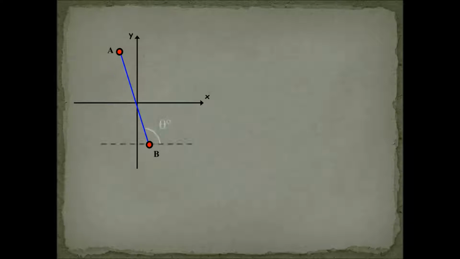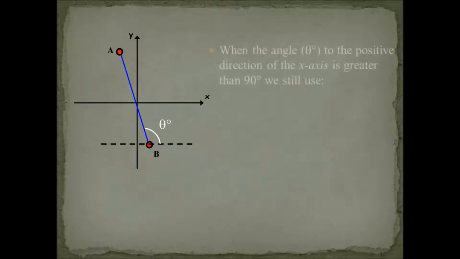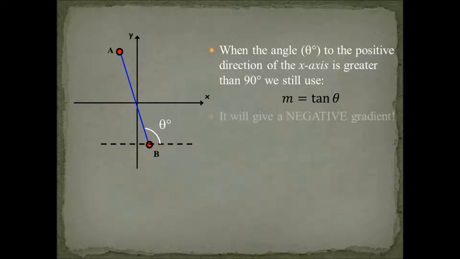A couple of key bits to understand here. When the line is sloping down the way, your value of theta will be greater than 90. We still use tan theta. You sub an angle bigger than 90. What will happen is that the calculator will print out a negative gradient, as you would expect, because once it goes beyond 90 theta, you have a line that's sloping downwards, therefore it will be a gradient sloping downwards.